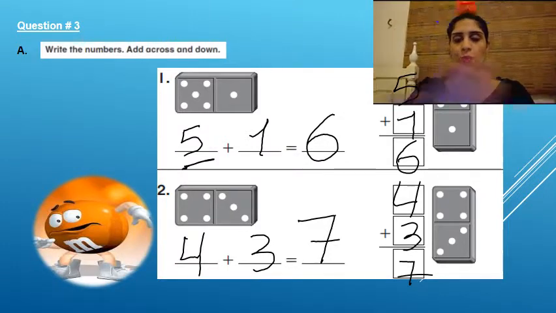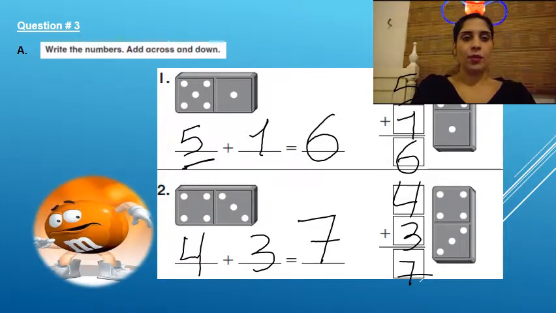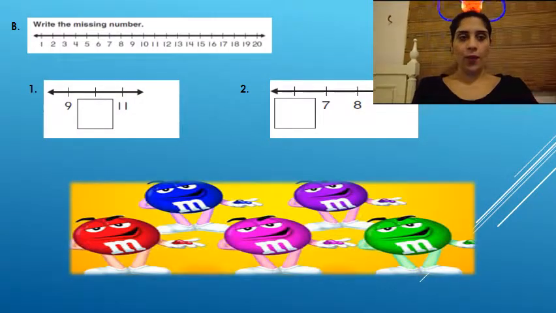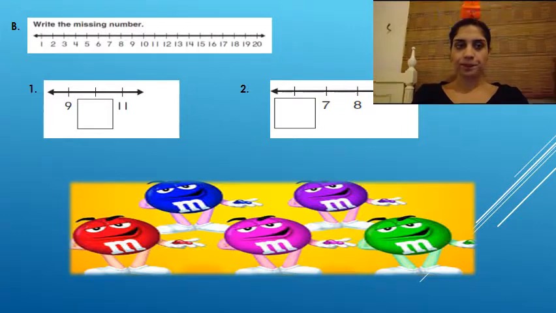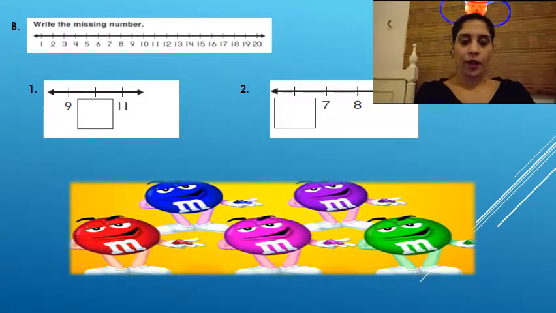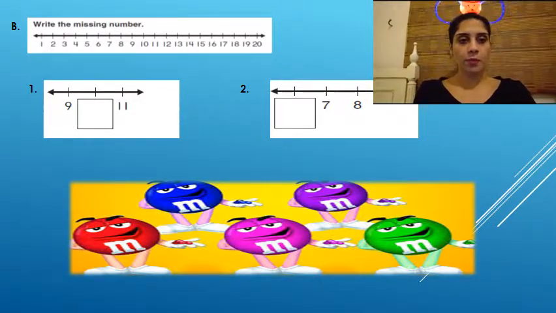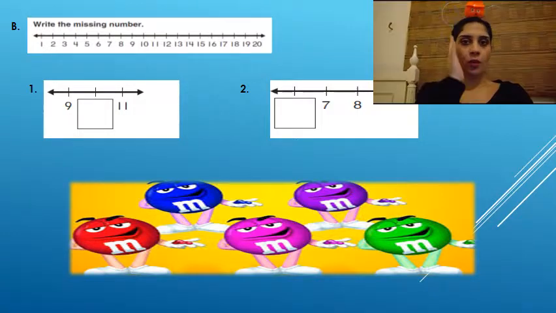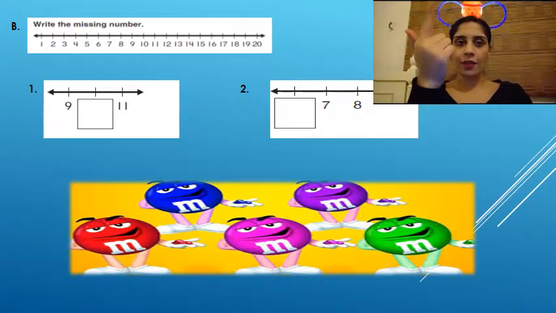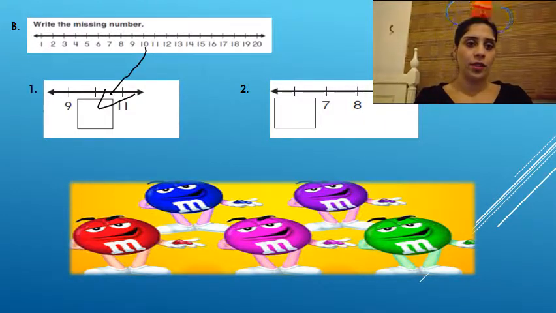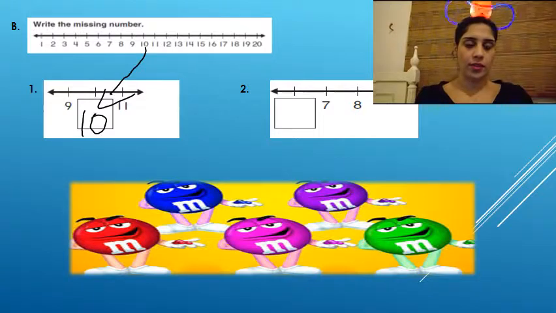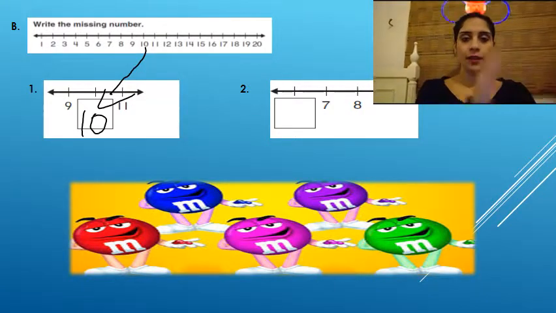Here we go. Don't worry, Mr. M&M. Mr. Grade 1, A and B are perfect. Now, we have here to write the missing number, and we have the number line here, 1 up to 20. Here we have number 9 and we have number 11. What comes between 9 and 11? Let's count. 9, 10, 11. What number did I say here? It's 10. We have to write here directly. We have to write number 10. Did you see it? It is between 9 and 11.